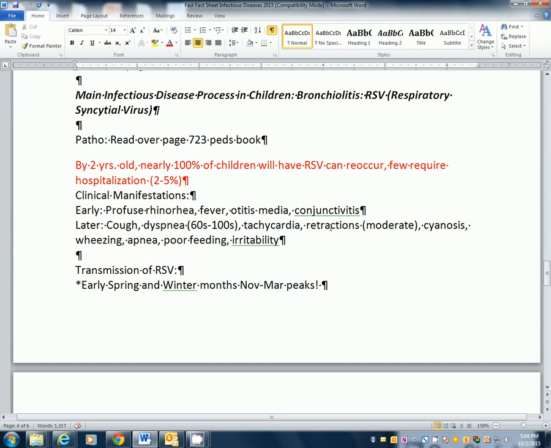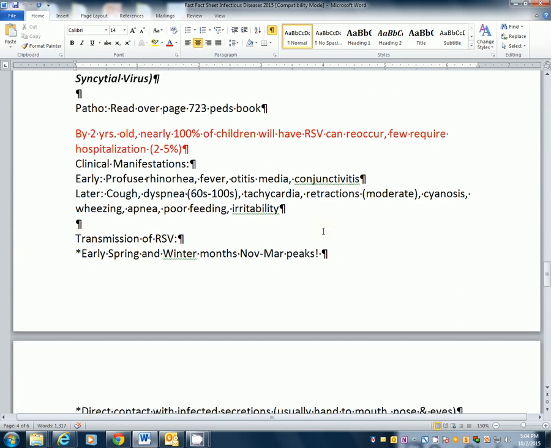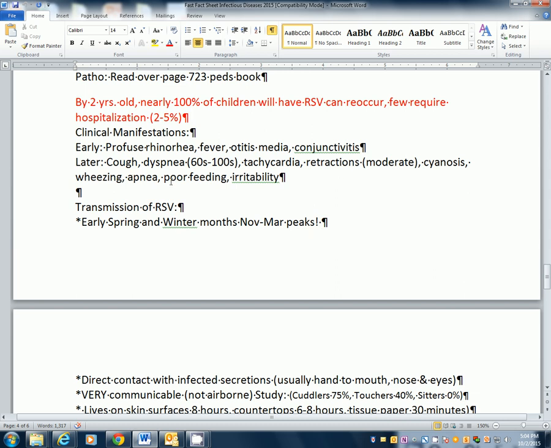Fever, otitis media, and conjunctivitis are also common. Late symptoms are cough and dyspnea. Dyspnea means 60 to 100 breaths a minute, so you can hardly count it. Tachycardia, retractions, moderate retractions, and again, I have put a handout for you to look over the types of retractions and where they're located. Cyanosis, wheezing, apnea, poor feeding, and irritability. So you do need to know these signs and symptoms. And usually this follows an upper respiratory infection.